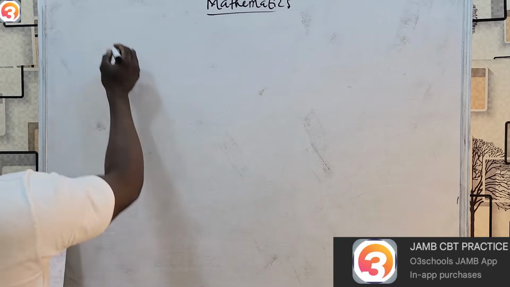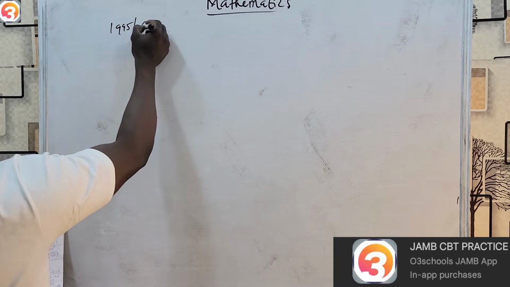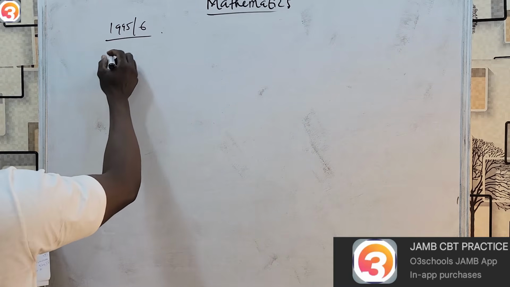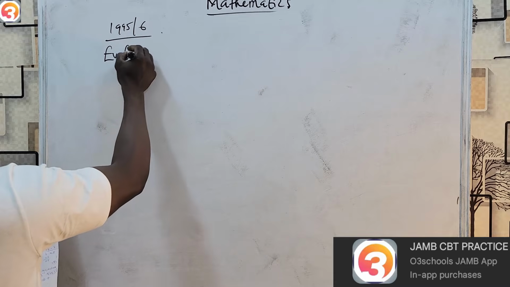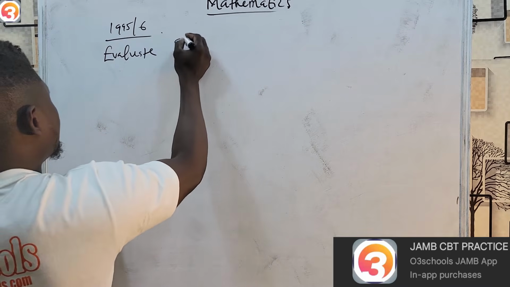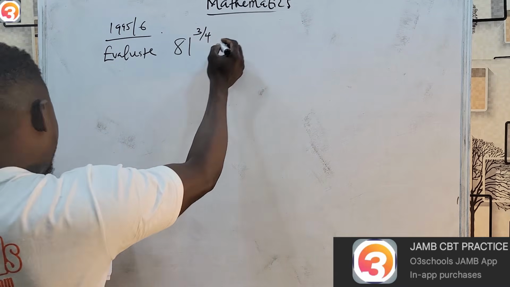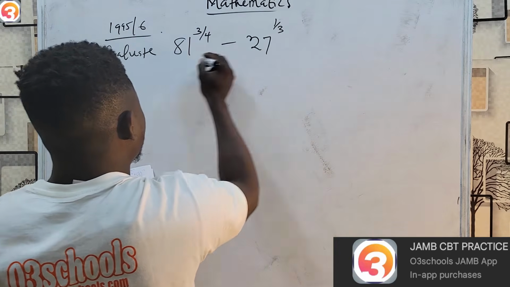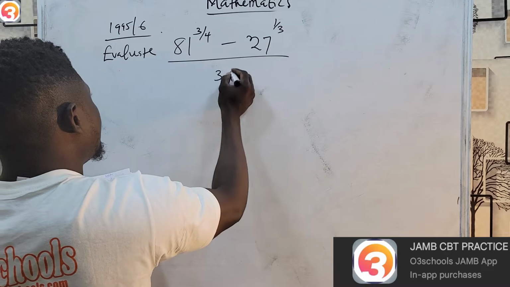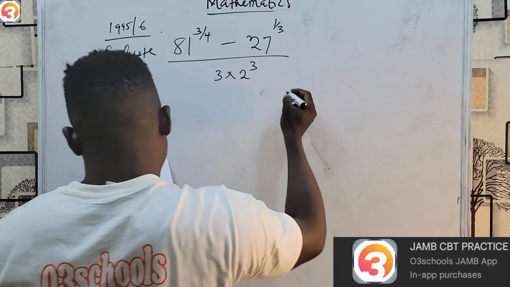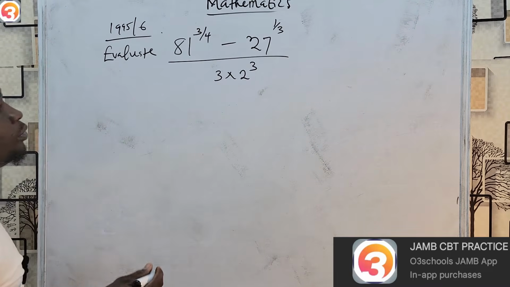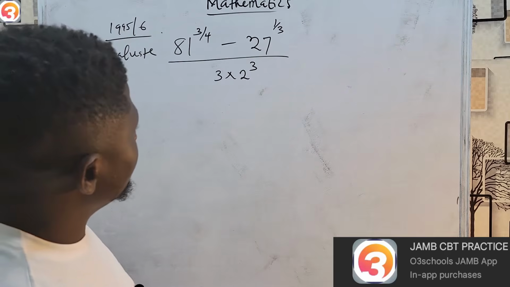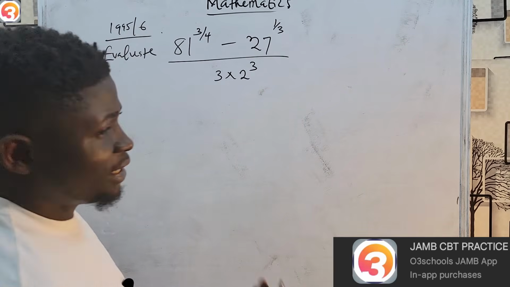This is a 1995 question, number 6. So they said evaluate 81 raised to the power 3 over 4 minus 27 raised to the power 1 over 3, all over 3 times 2 raised to the power 3, right? Okay, so let's go. This is very, very easy, isn't it?